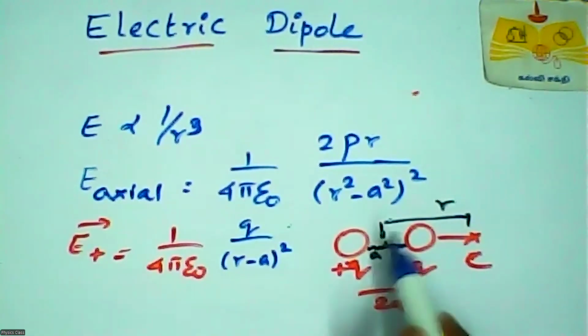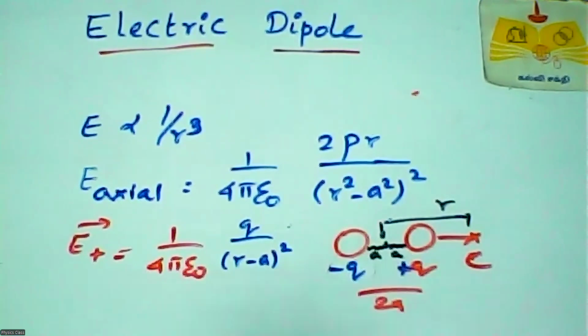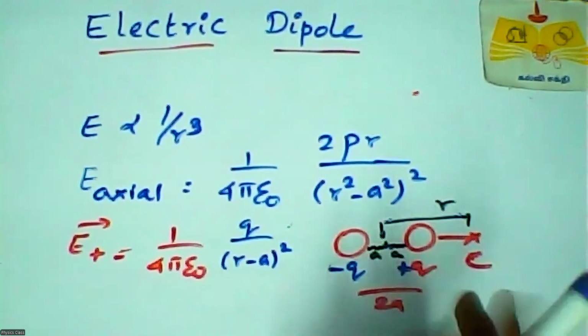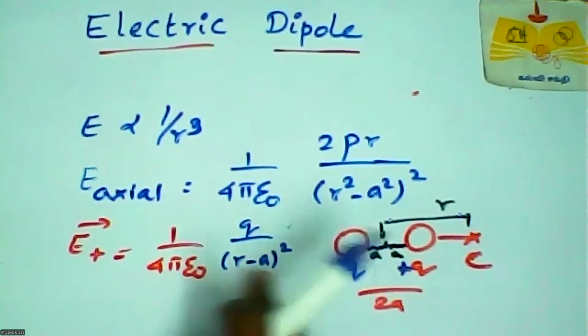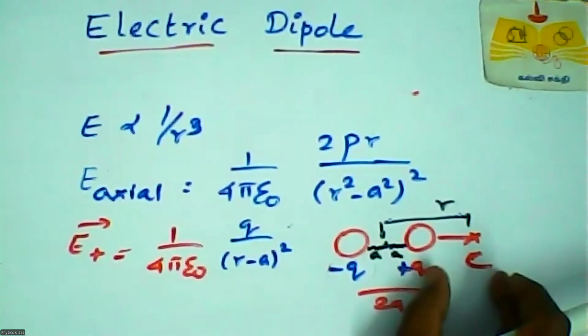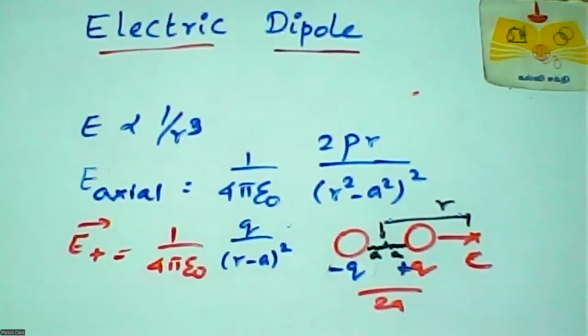R minus, so sorry. So here minus Q, here plus Q. Okay. So R minus A, because we have to put the distance between the charge and the test point. So (R minus A) the whole square gives the distance between the plus Q to C. That's why I am putting this.